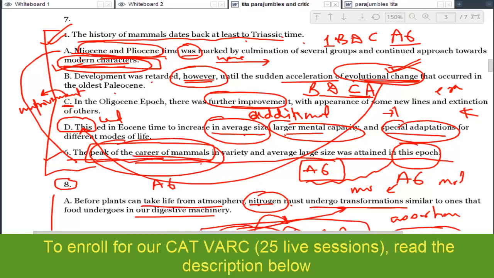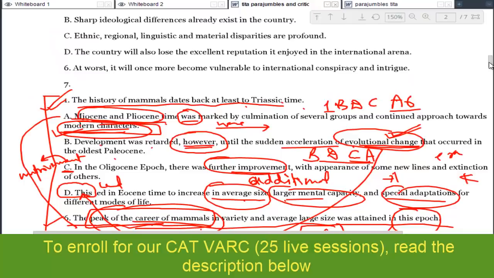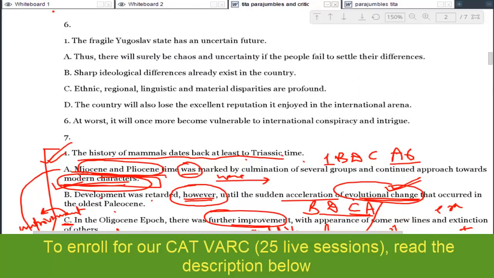Great. Now we will take one more good question because this is how, I mean, these are difficult questions. Now take the sixth one. The fragile Yugoslav state has an uncertain future. So we start with statement one. The fragile Yugoslav state has an uncertain future. Then what will come? B or C? This is the most important step in the question. What will come? B or C?